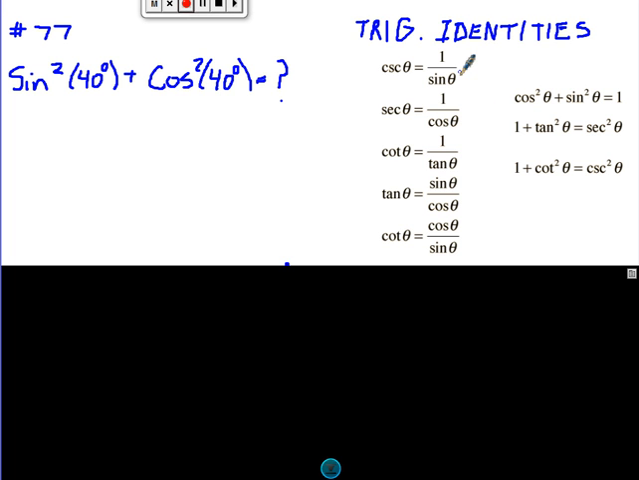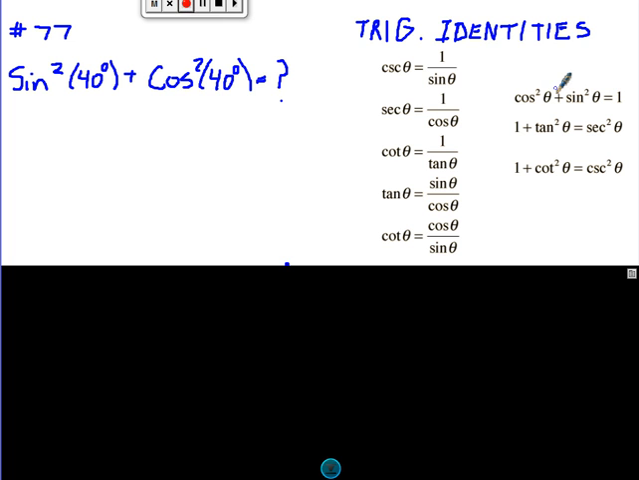Trig identities are just a set of mathematical formulas that have been proven. All of these formulas over here have been proven to be true. For example, the cosecant of theta is equal to 1 over the sine of theta. Those are your inverse properties that you should be aware of already. There's a Pythagorean property that says cosine squared of theta plus sine squared of theta is equal to 1.